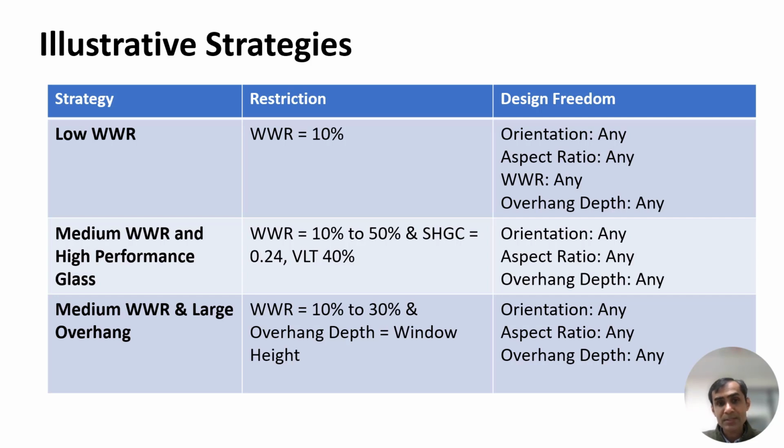Similarly, we can have other strategies. Your window to wall ratio is between 10 to 30%, and if you have a large overhang on windows, then you have design freedom on orientation, aspect ratio, and overhang depth.